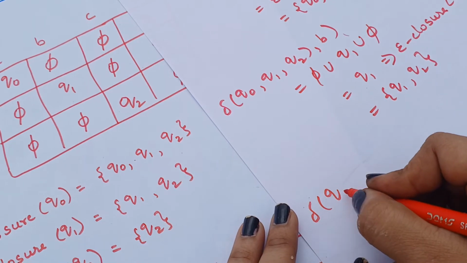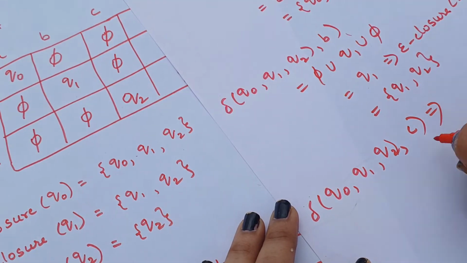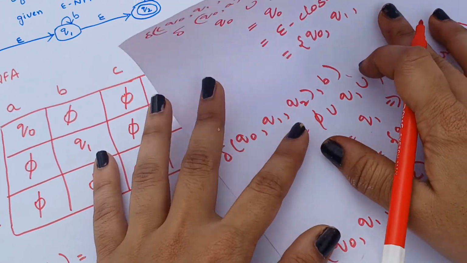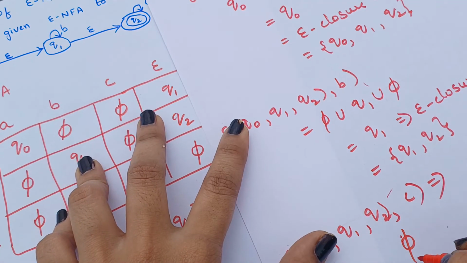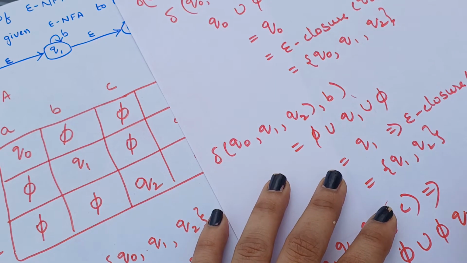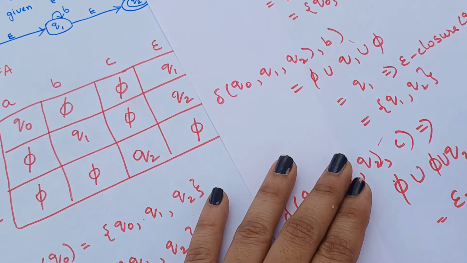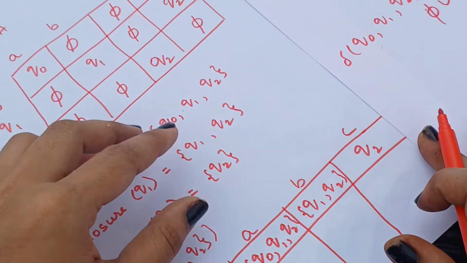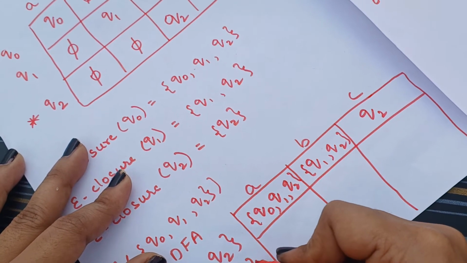And similarly we need to find the delta transition for Q0, Q1, Q2 on C. Looking at this table, Q0 on C is going to phi, Q1 on C is going to phi, Q2 on C is going to Q2 itself, union of Q2. So the epsilon closure of Q2 is nothing but Q2. The next value in this table is Q1, Q2, so Q1 comma Q2 is our next value.